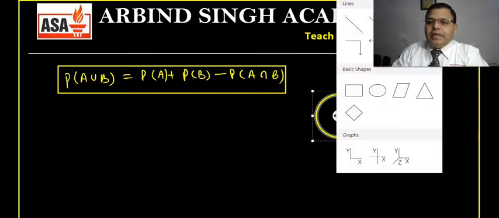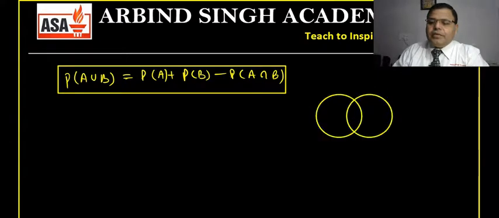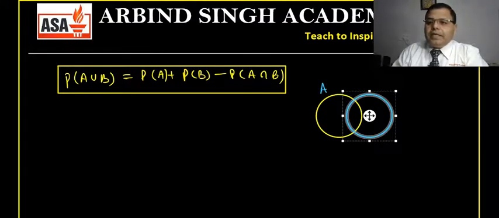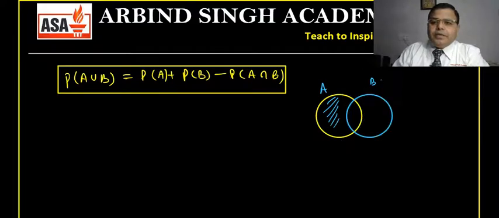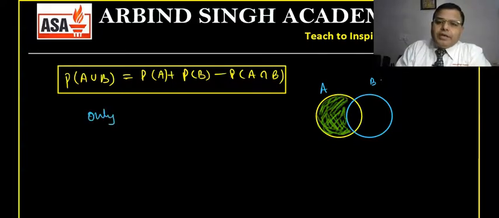If somewhere it is written only A, there are A and B, two events. If this is A and this is B, then only A means this area. If somewhere only A is written, they are talking about this area, right? Only A means those which are not present in B but present in A. So only A means only A, or A but not B.